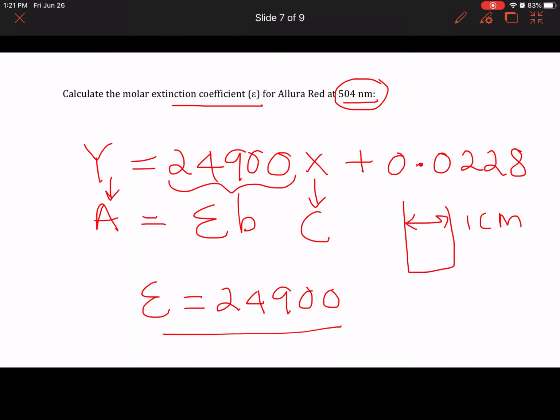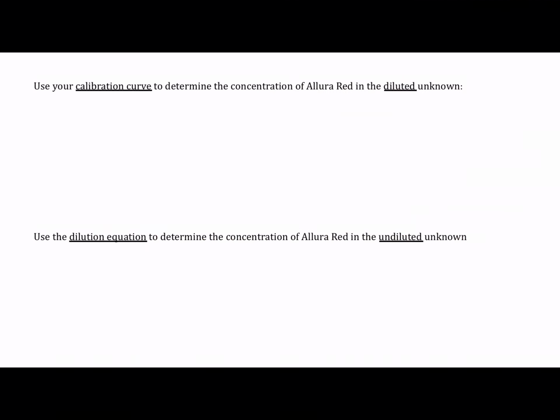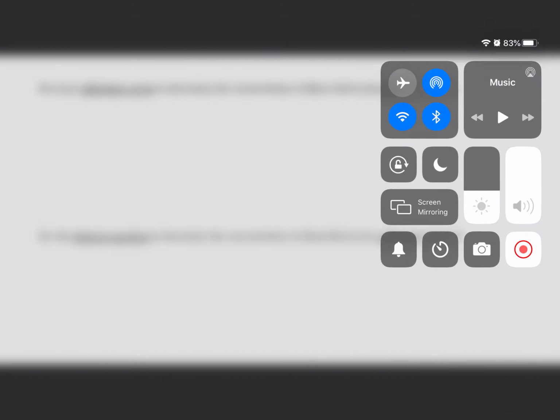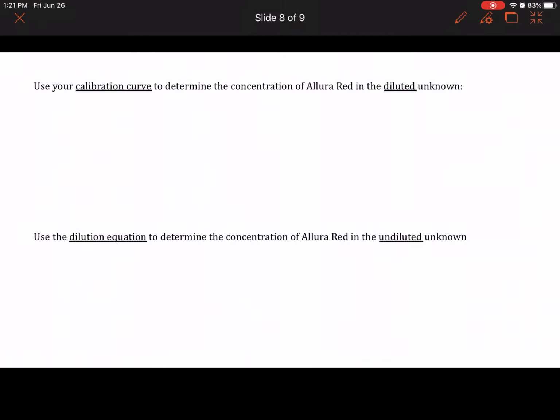Okay. And then for the next part, use your calibration curve to determine the concentration of Allura red in the diluted unknown. Diluted unknown is the sample that I explained to you. You took 1 milliliter of Allura red, add 9 milliliters of water. Now you have 10 milliliter sample. To this one, absorbance was given as 0.357. So for our equation, we plug 0.357. So absorbance of this one is 0.357.